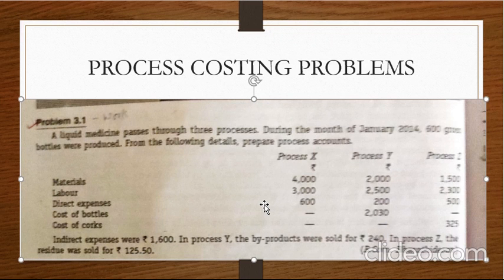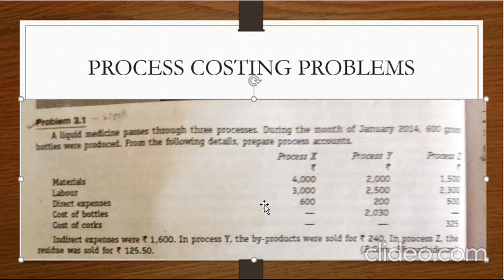So in this video, we will be discussing the problems from the chapter process costing. So let us get into the first problem of this chapter. In this problem number 3.1, a liquid medicine passes through three processes during the month of January 2004. 600 glass bottles were produced from the following details.